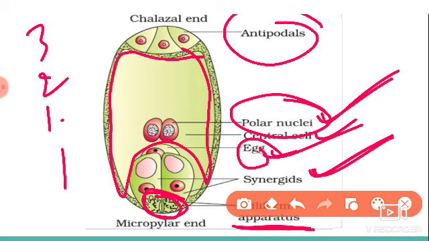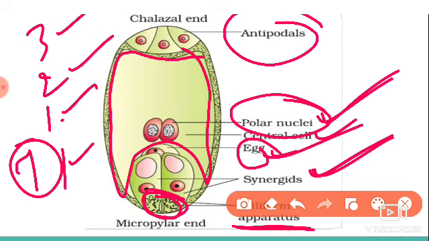How many cells are there now? 3 plus 2, 5, 6, 7. Total 7 cells. But the nuclei are 8 here: 1, 2, 3, 4, 5, 6, 7, 8. Total 8 nuclei, and 7 cells are present in the female gametophyte or embryo sac.